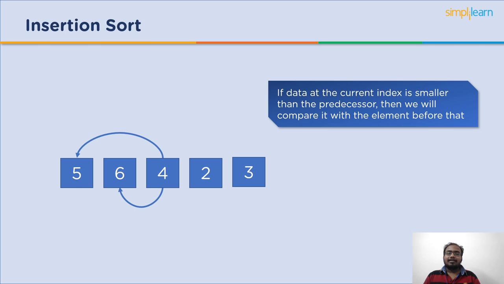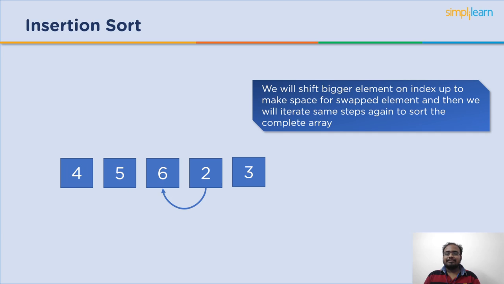So before that we have 5. So we check if 4 is less than 5. And yes, it is. So what we will do is we will completely shift 4 behind the 5 and 6. So in the next array, it will become 4, 5, 6 and 2 and 3. And as you can see, it has changed.